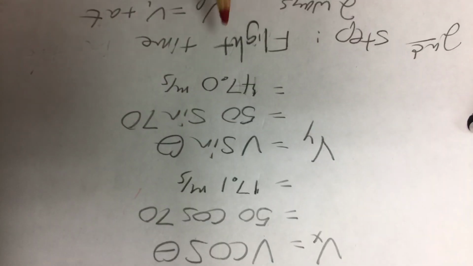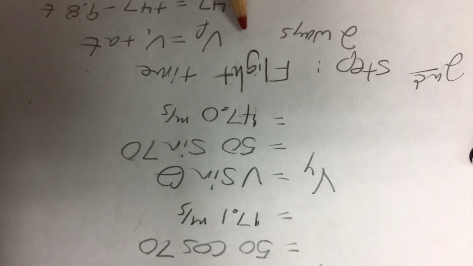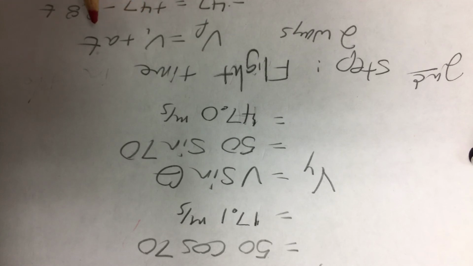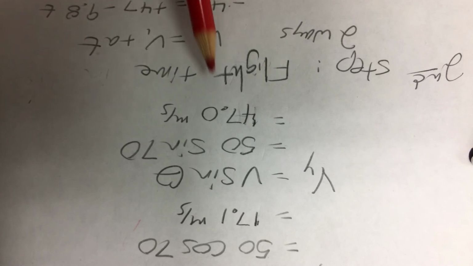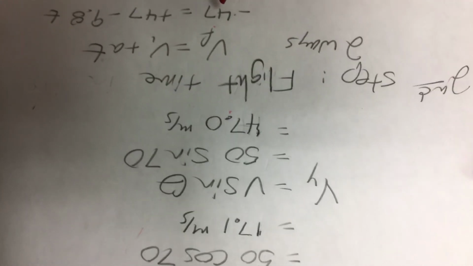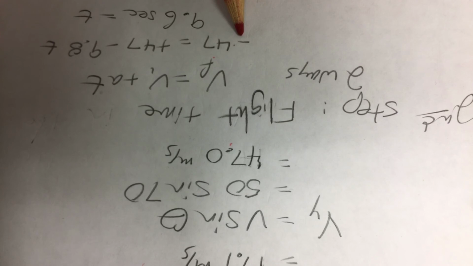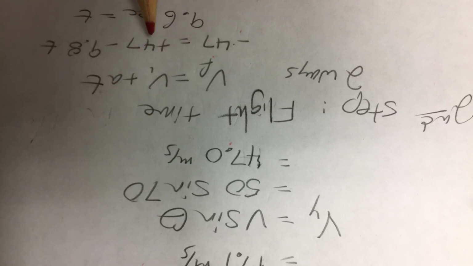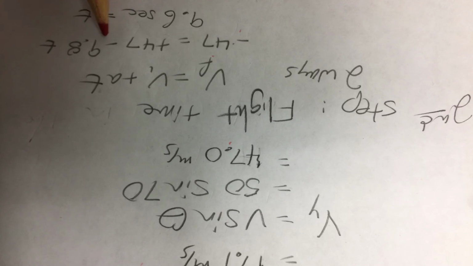Okay, so second step, find the flight time. Use the equation vf equals vi plus at. The vf is the negative version of the y component. It's coming down, so that's going to be negative 47. The initial velocity is going upwards, positive 47. Acceleration is always by gravity pulling down, negative 9.8, times the unknown t that we're looking for.